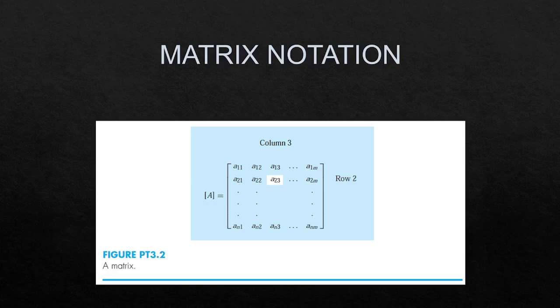It's like a positioning system. You write first the position of the row, then the column. So it should be A23. It means that it is in row 2, column 3. Okay?